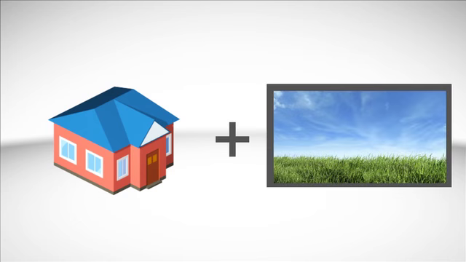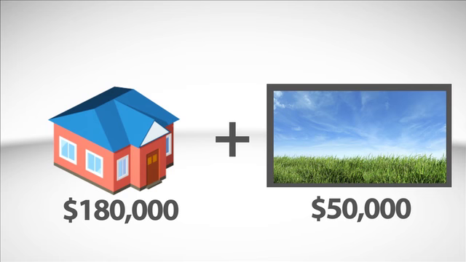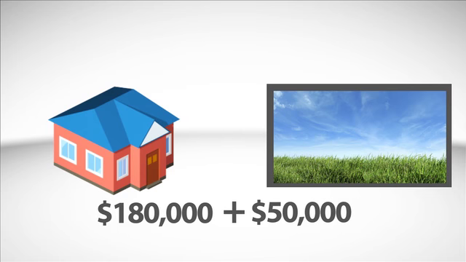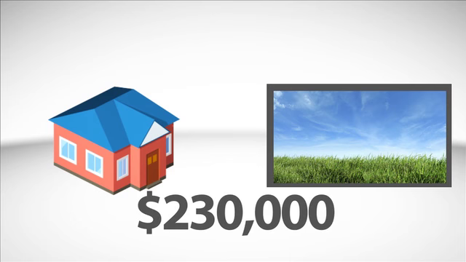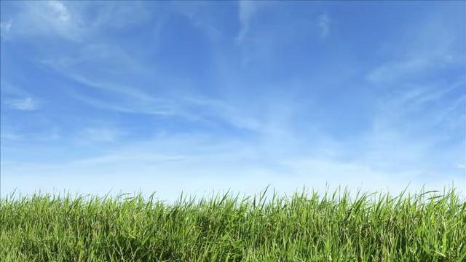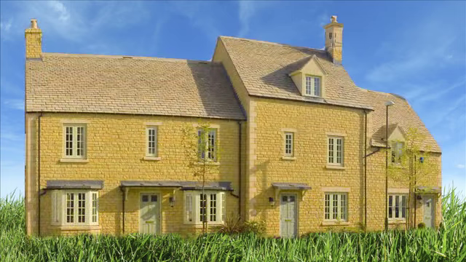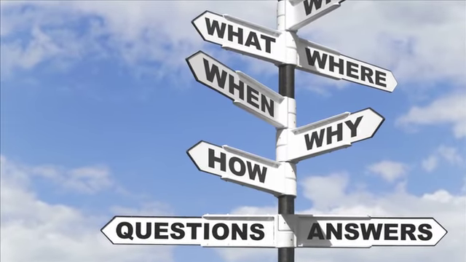At this point, the appraiser would add back in the value of the land, which would be included in any sale. Let's say it's $50,000. So the current value of the building and land would be $180,000 plus $50,000, which is $230,000. Separating out the land and adding it back in can be confusing, but there's a good reason why it's done.